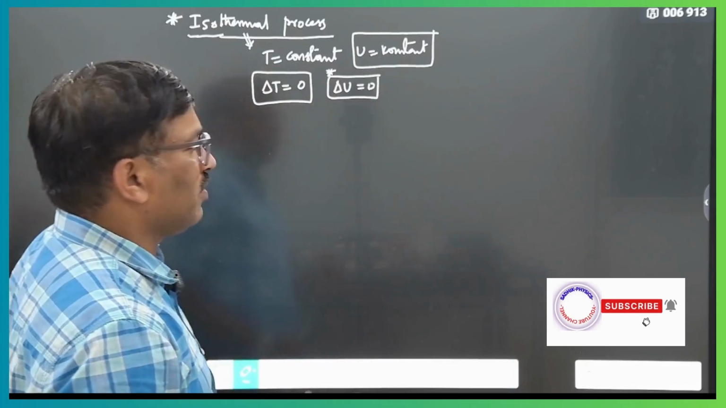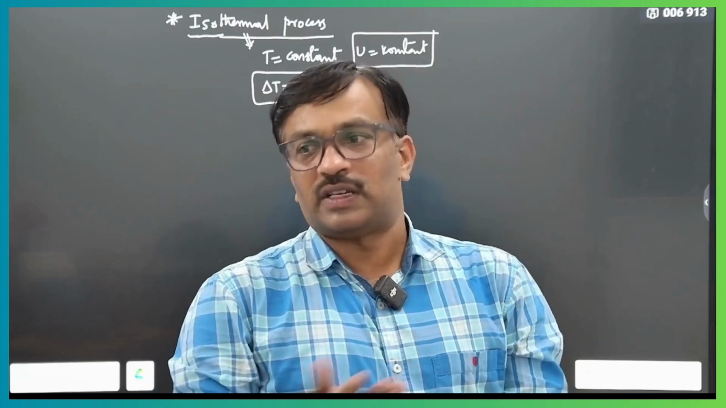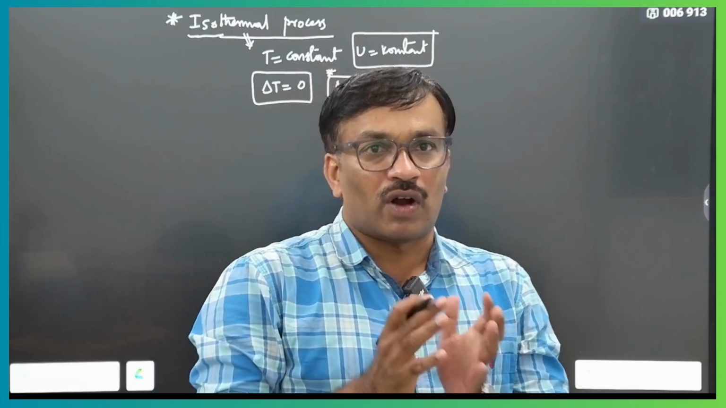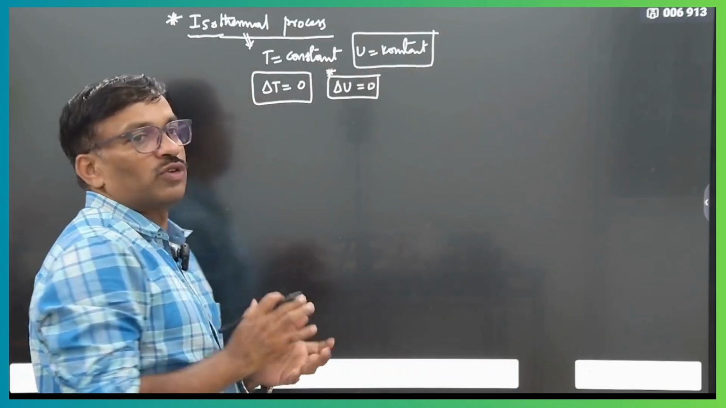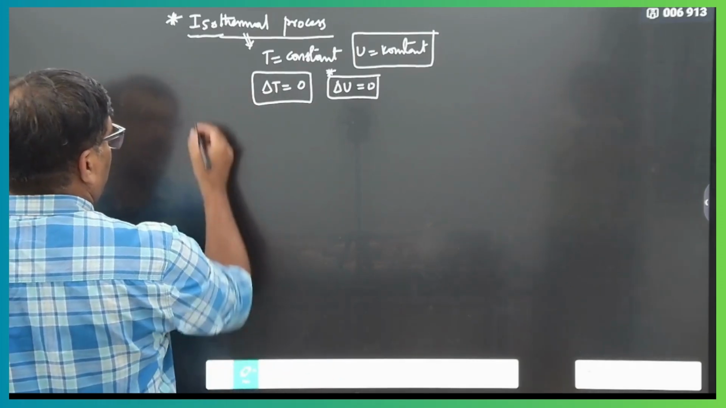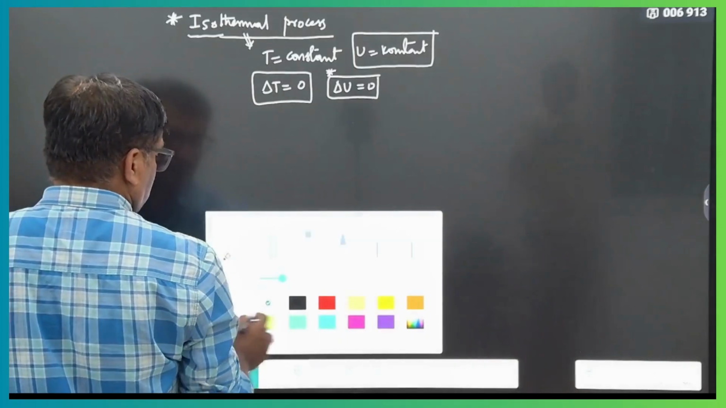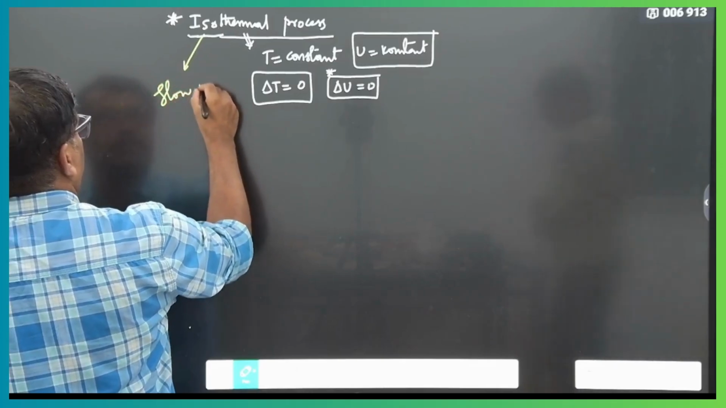If you do anything very fast, temperature will change. Therefore, if you do not want to change the temperature, what should we have? We should make it a very slow process. Therefore this isothermal process is a very slow process.